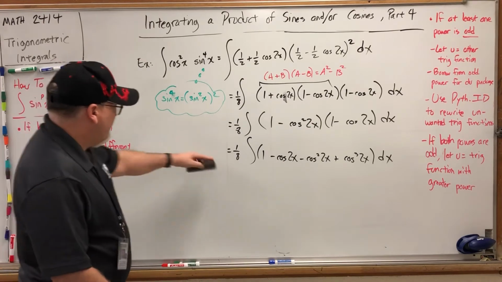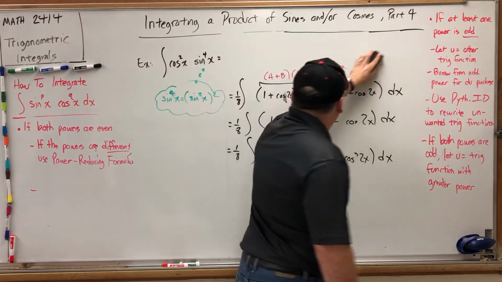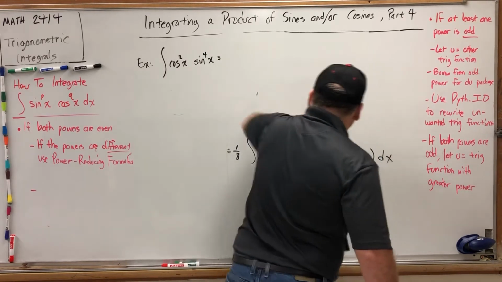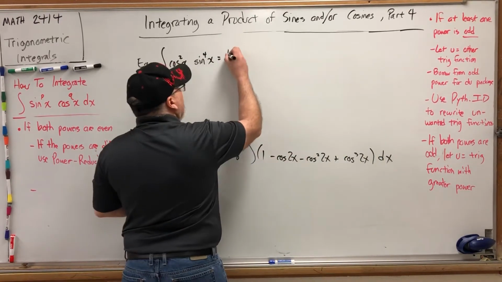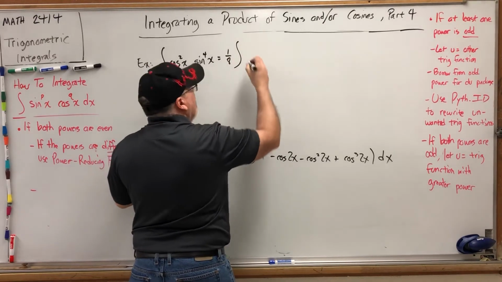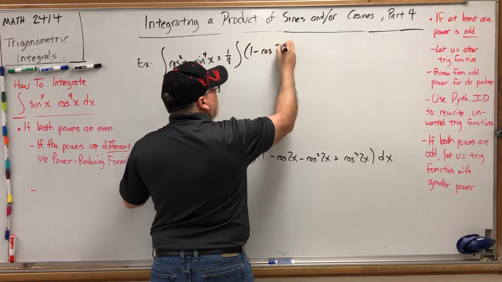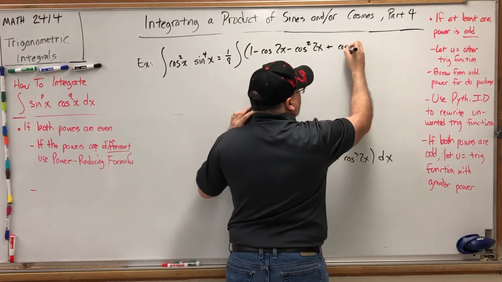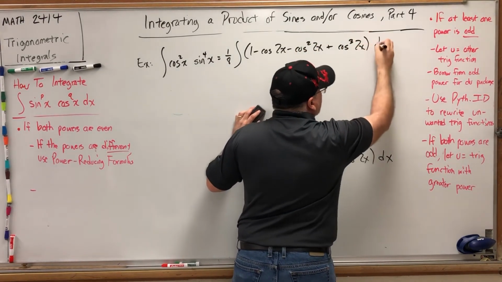But I want to move this up here because I'm going to need the space and there's too much important stuff for me to erase. So let's just move this up. 1/8 integral 1 minus cosine 2x minus cosine squared 2x plus cosine cubed 2x dx.